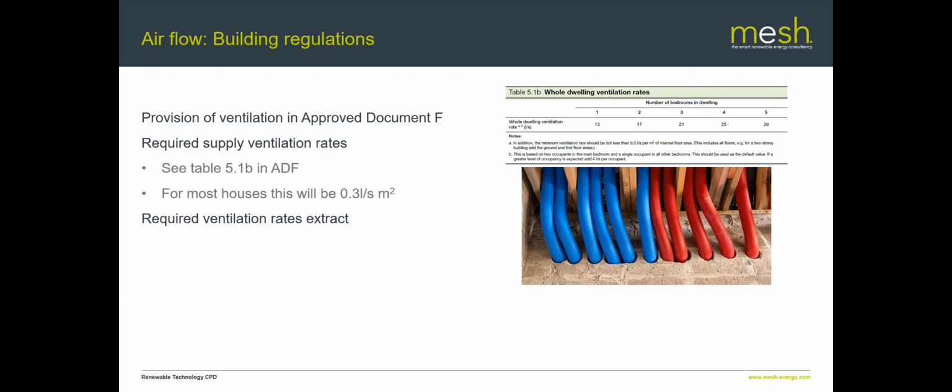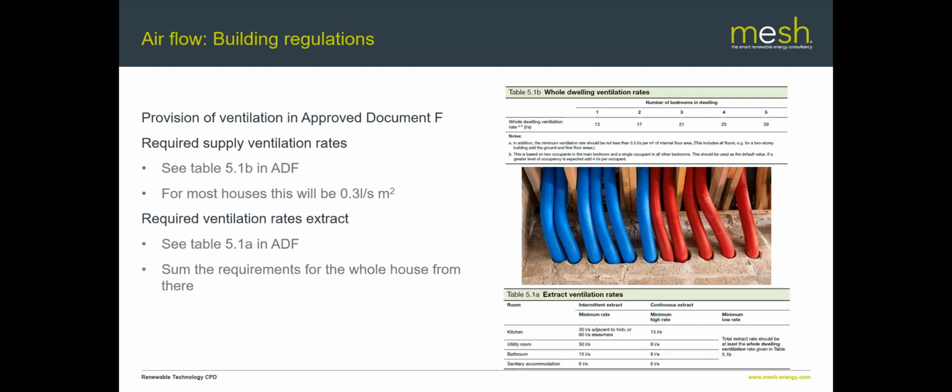Then it also gives you the required extract rates, and it lists them by room type. So it gives you different rates for bathrooms, kitchens, utility rooms, WCs, etc. And then you basically sum up all those requirements, and that tells you what your total extract rate minimum must be. And you sum up the total for the supply.